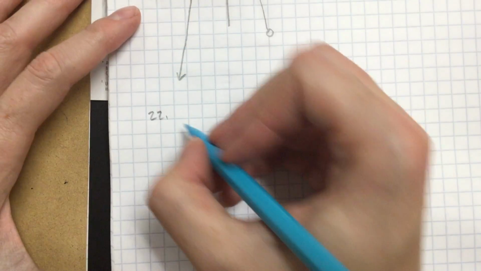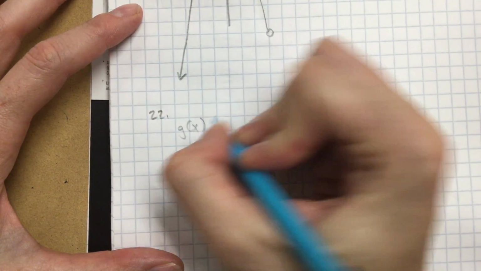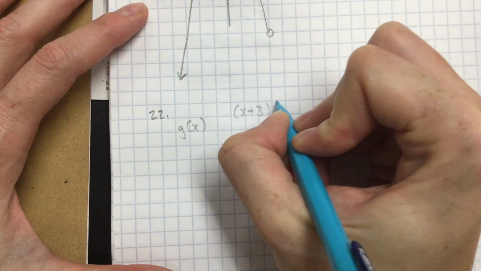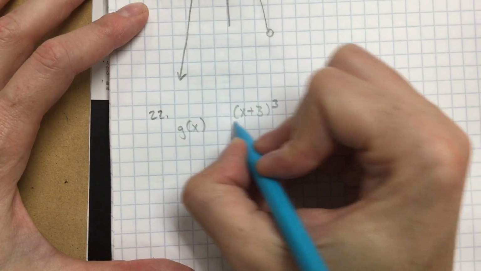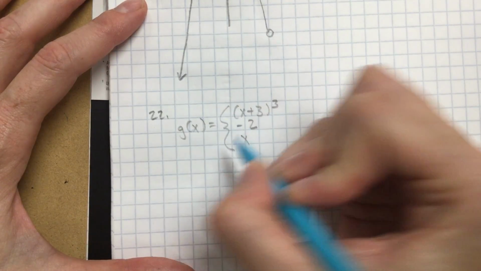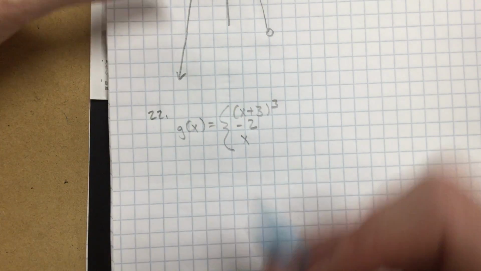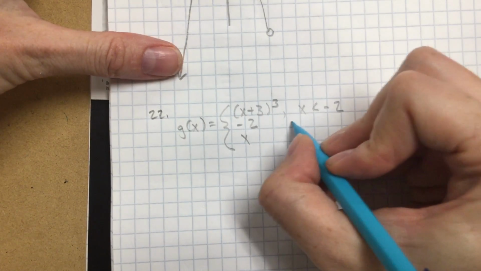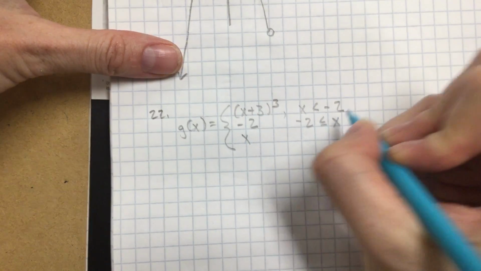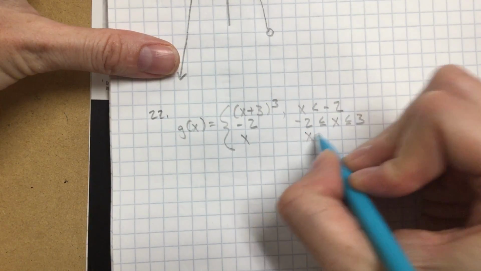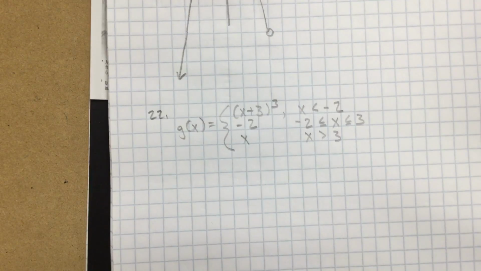Okay, so this one's going to have 3 equations. So we got g of x and x plus 3 cubed, negative 2, and x. All right, so our domain restrictions, I have x is less than negative 2, negative 2 less than or equal to x, less than or equal to 3, and x is greater than 3.